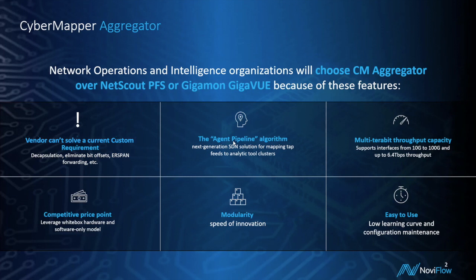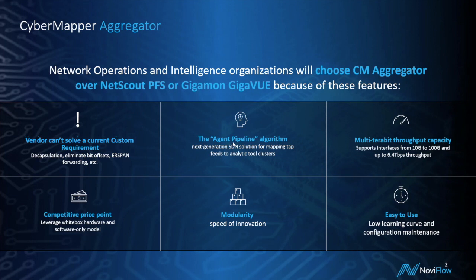But first, I thought we'd do three introductory slides to frame where we are and what we're talking about, and then drop into the actual functional detail and how the algorithm works. To start with, this slide presents what our key features are and who we see ourselves competing against, and why organizations, network operators, and intelligence organizations would buy the aggregator over the NetScout or Gigamon products in this space because of these 6 things. And the core of that is, of course, right here in the center.